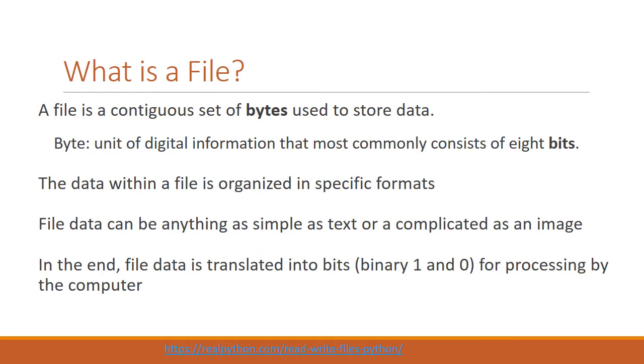A file is a contiguous set of bytes used to store data. A byte is a unit of digital information, most commonly consisting of 8 bits. The data within a file is organized in specific formats. File data can be anything as simple as text or as complicated as an image. In the end, file data is translated into bits, ones and zeros, for processing by the computer.